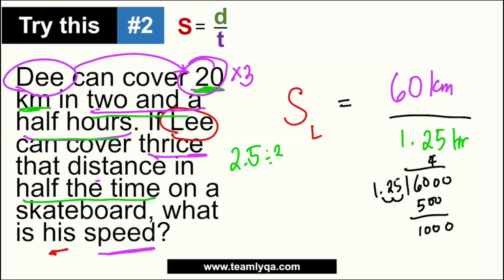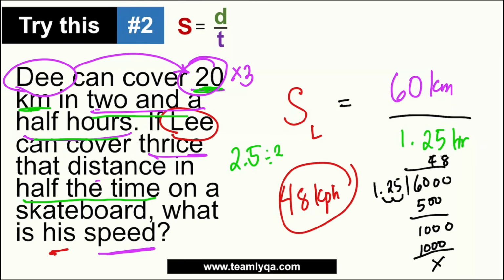Tapos, ibababa natin yung isang 0. The next thing that we have to do is to divide 1,000 by 125 at ang magiging sagot niyan would be 8. So, wala nang remainder yon. The answer here is 48. So, ang speed ngayon ni Lee would be 48 kilometers per hour.